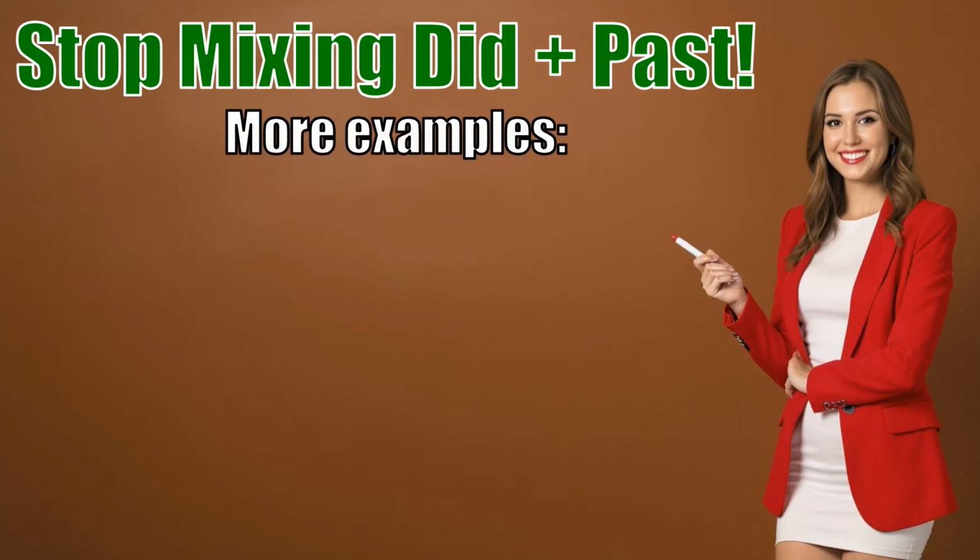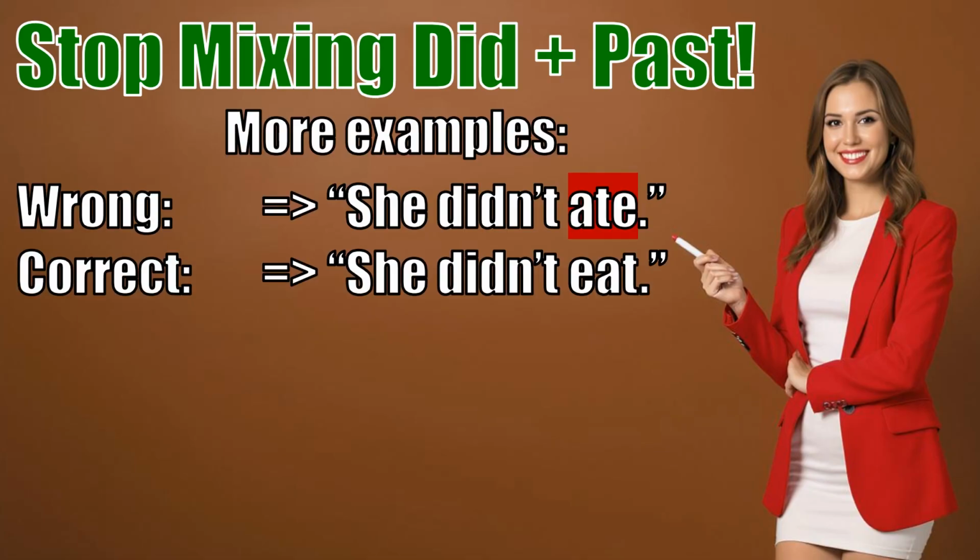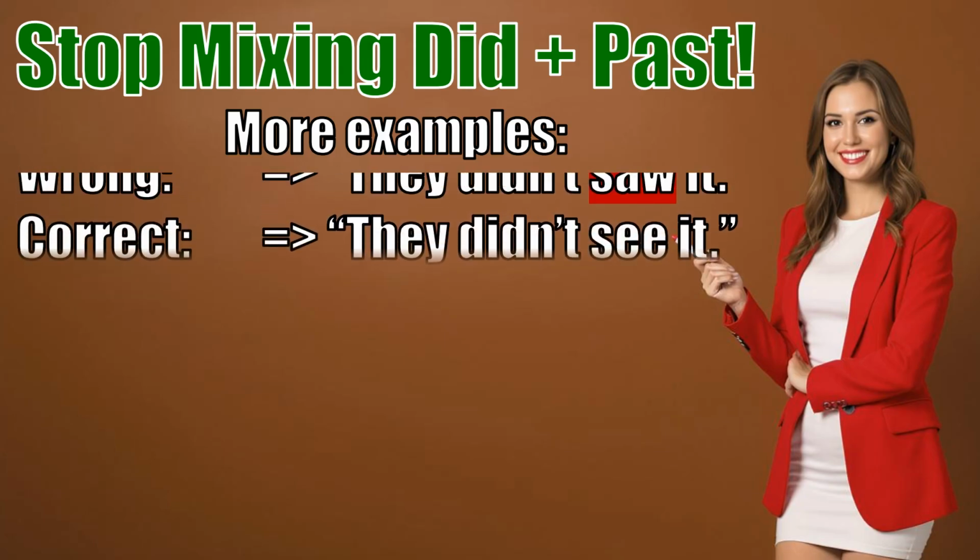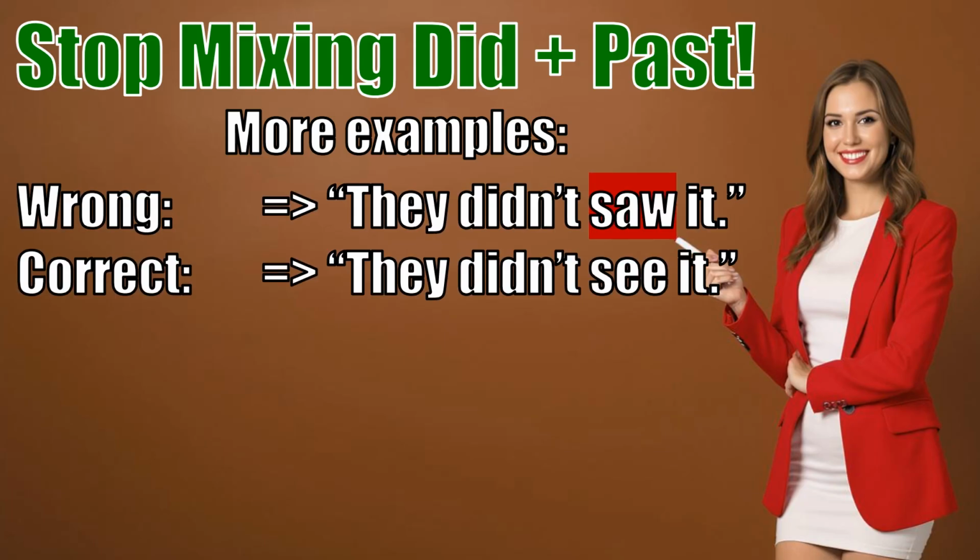More examples. Wrong: "She didn't ate." Correct: "She didn't eat." Wrong: "They didn't saw it." Correct: "They didn't see it."